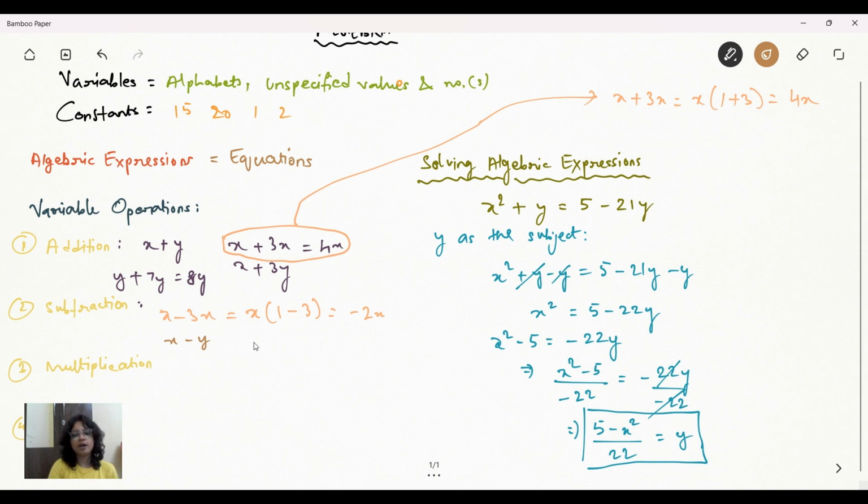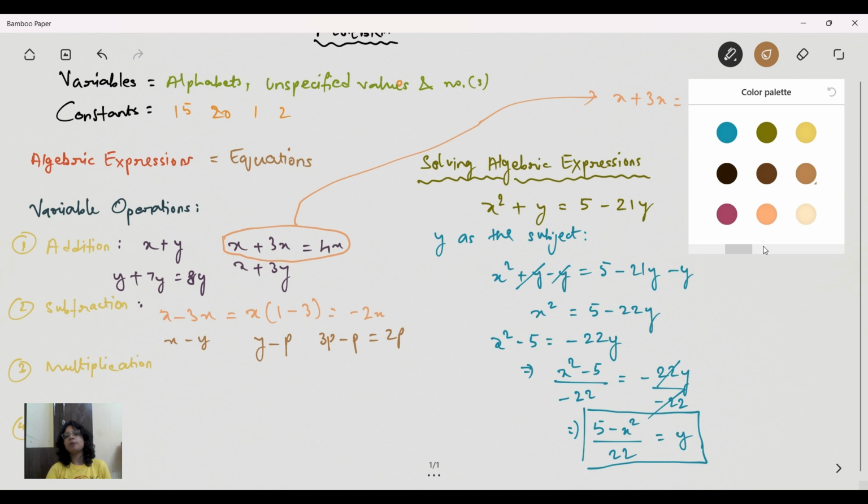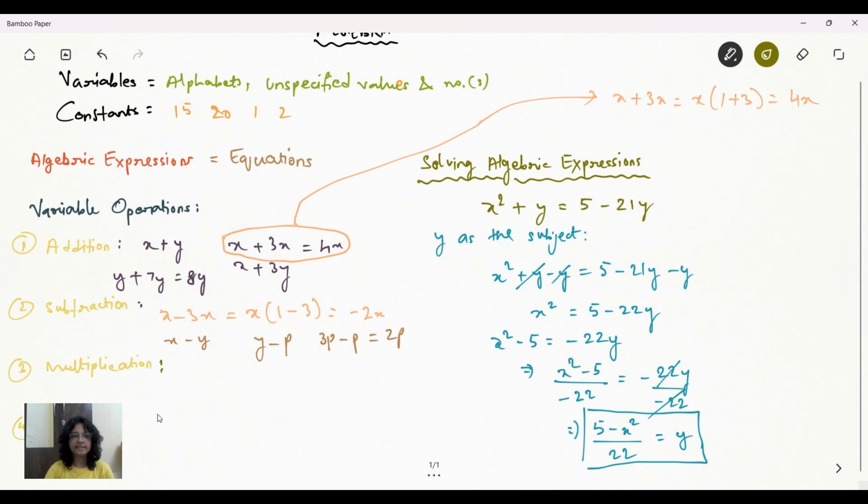Suppose you have y minus p. Can you further simplify it? No. But let's say you have 3p minus p. Can you simplify it? Yes, you can simplify it and write it as 2p. Now, what about multiplication and division? Out of whatever we have discussed so far, the conclusion is that in addition and subtraction, two unlike variables cannot undergo addition or subtraction.